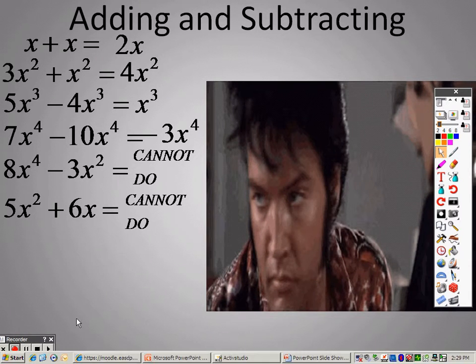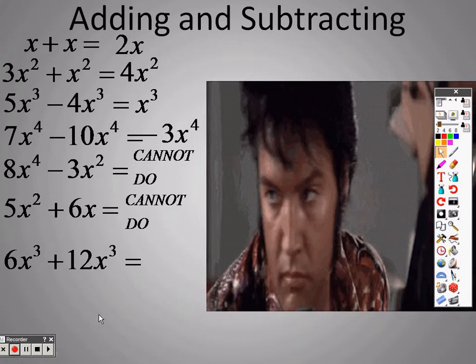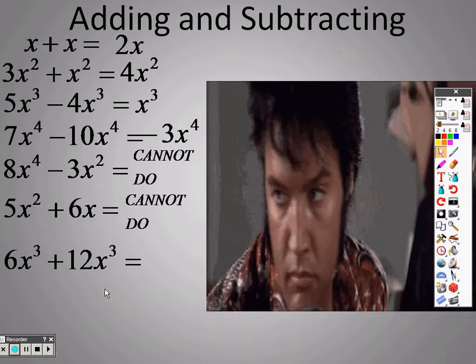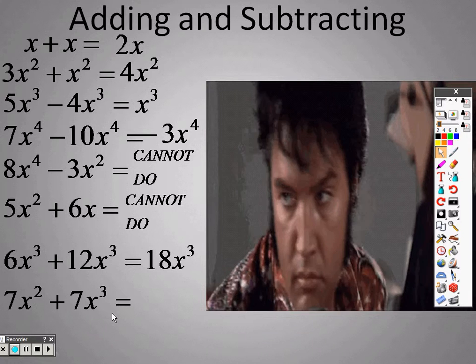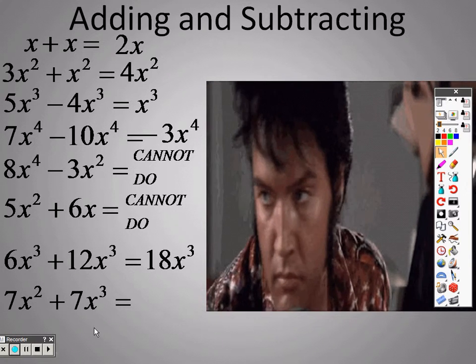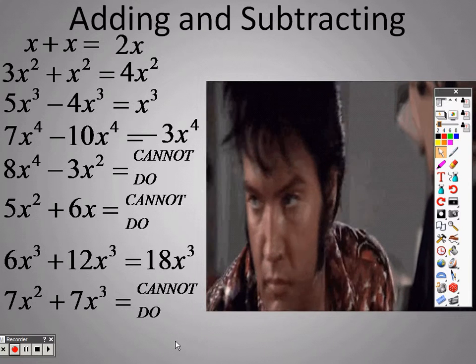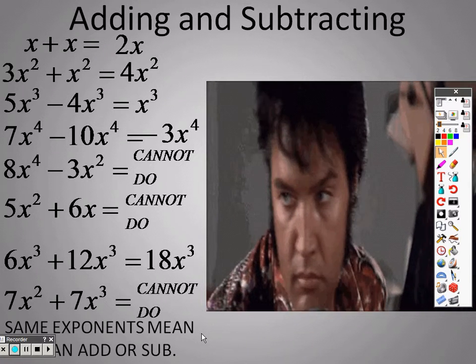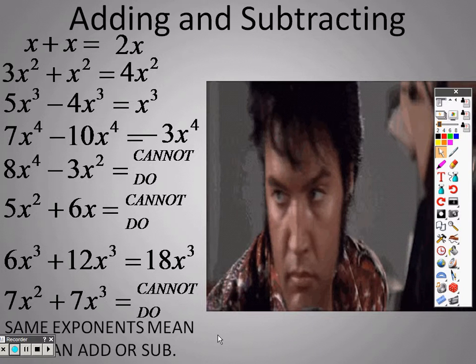Alright, so it's just something to keep in mind. The next one, cubed and cubed. Since they're the same, I can add them. So 6 plus 12, 18x cubed. These aren't the same. This is x squared and x cubed, so I can't do that either because they aren't the same. So basically what this means is same exponents mean you can add or subtract them together.